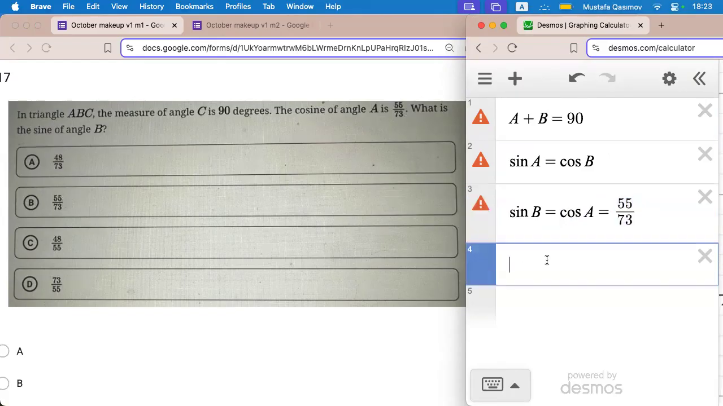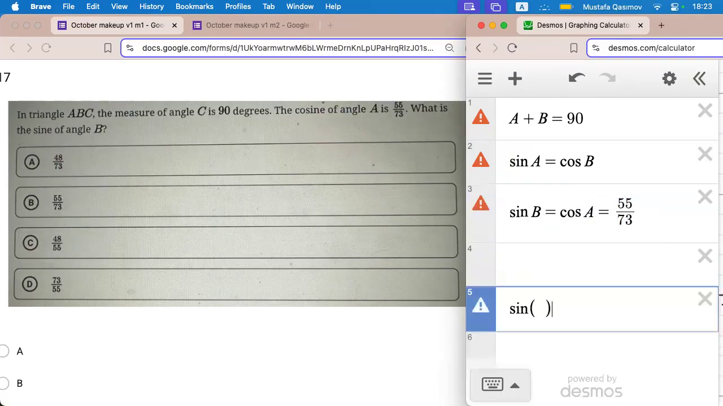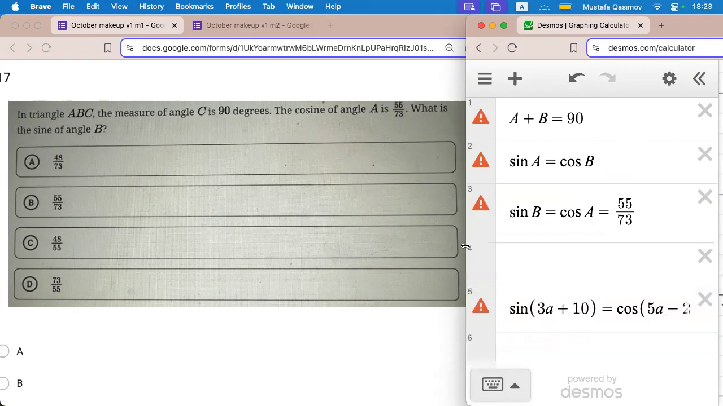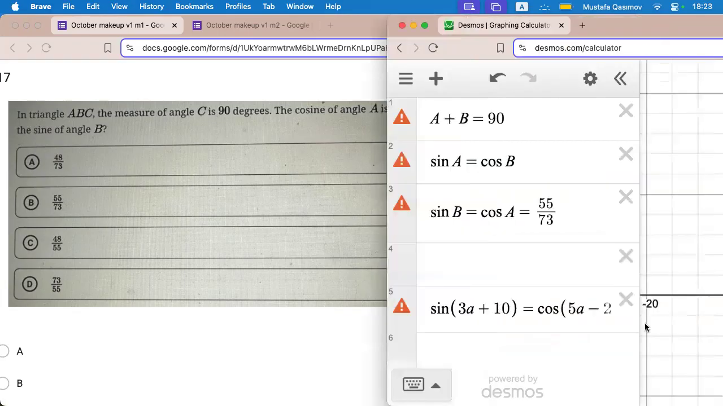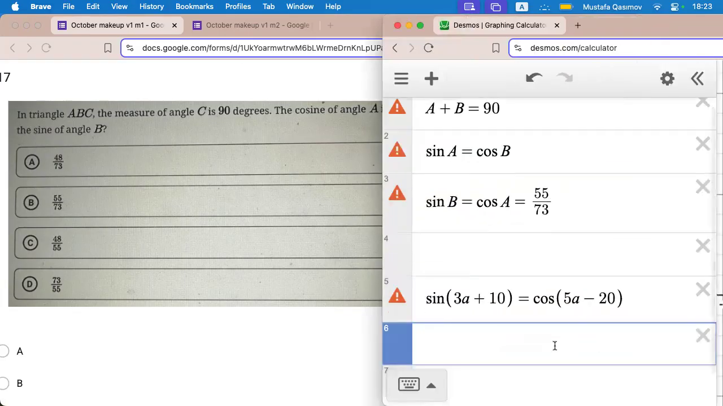Sometimes they can also ask it like that. Sine, for example, 3a plus 10 is equal to cosine, for example, 5a minus 20. Then you have to make both of them equal to each other. No, not equal to each other. You have to make their sum equal to 90. Then you will find it.